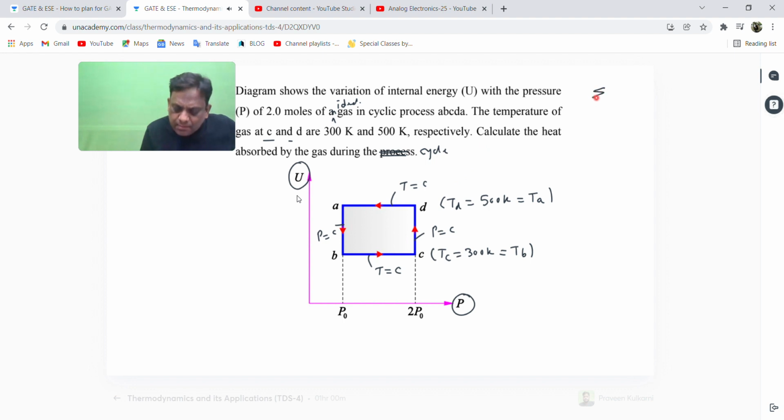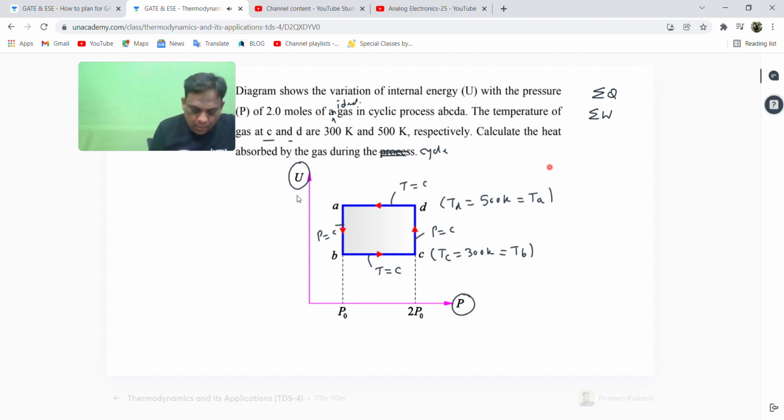He is asking sigma Q. If I calculate sigma W, will it be same? He is asking total heat transfer during a cycle. So let me calculate total work. Will it be same or different? So it is a cycle, so therefore it will be same. So let me calculate net work.